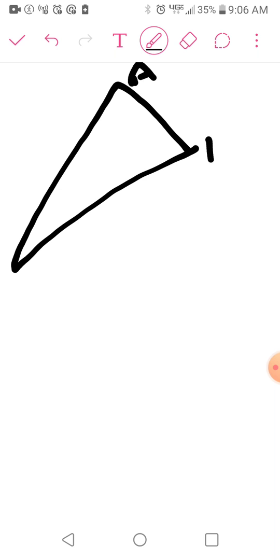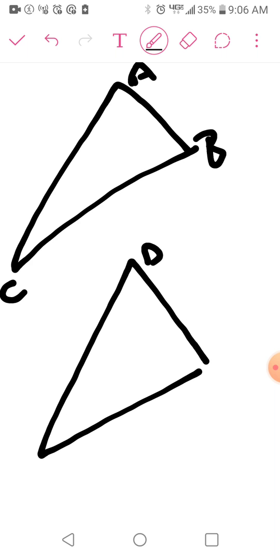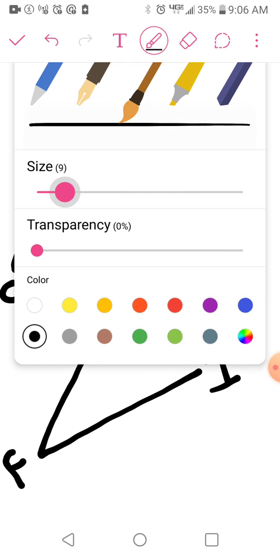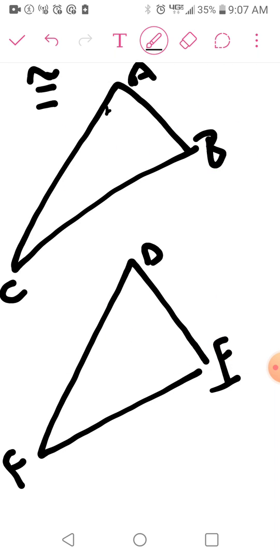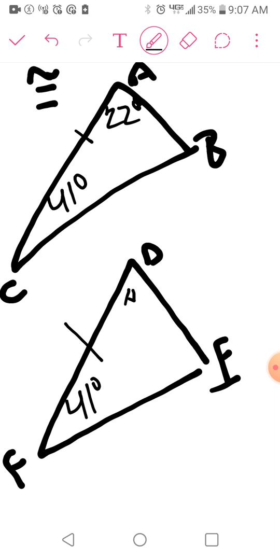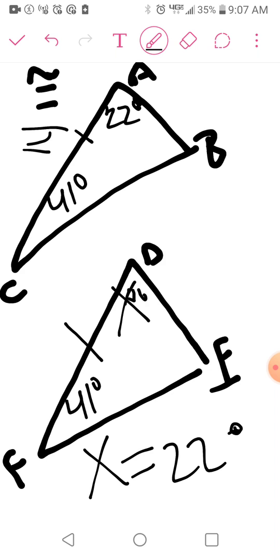Oh, there we go. Let's say we have two triangles again, and let's say this is point A, point B, point C, and let's say we have another triangle down here, point D, point E, point F. Let's say these two triangles are congruent, and then let's say this is 22 degrees, and this is 41 degrees. And these sides are equal. This is 41 degrees, but what is x? X is 22 degrees, because if those two triangles are congruent, then that's what happens.